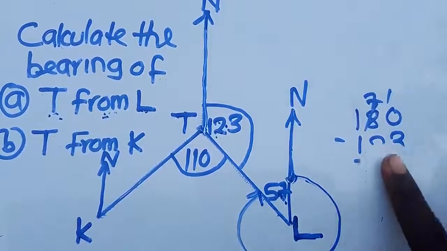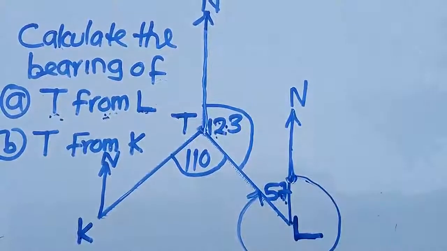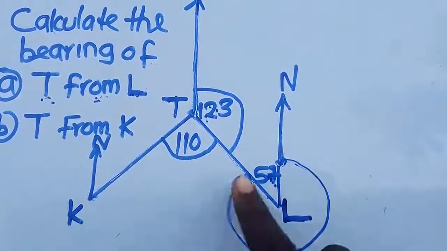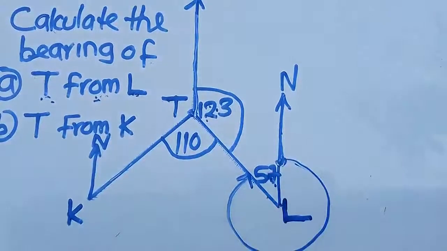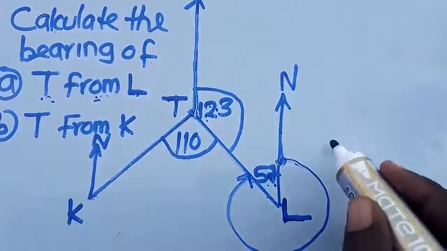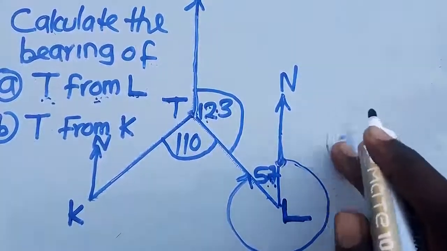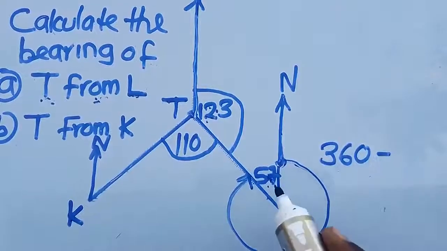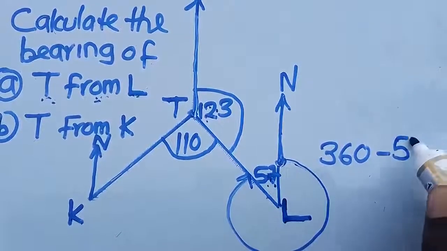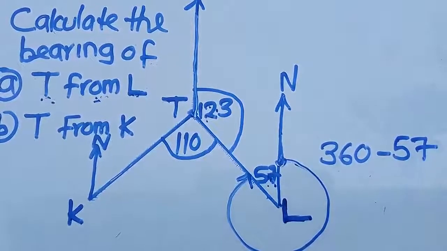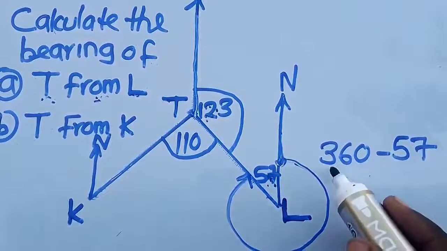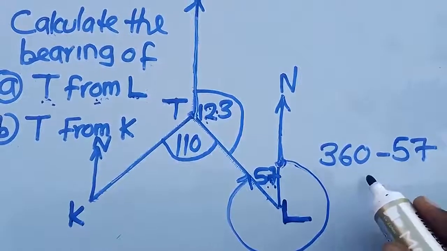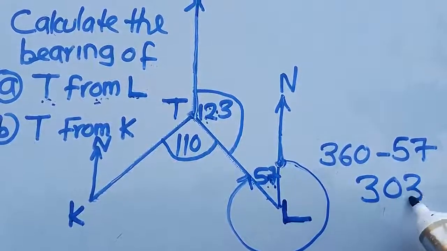So once you know the angle that is there, then it is very easy for you to find the angle when we are talking about the complete turn. So a complete turn is 360. Have you seen? This is 360. So since we know this one, a complete turn is 360 minus this one that is there, which is 57. So 360 minus 57, you are going to get 303. So that is your answer.